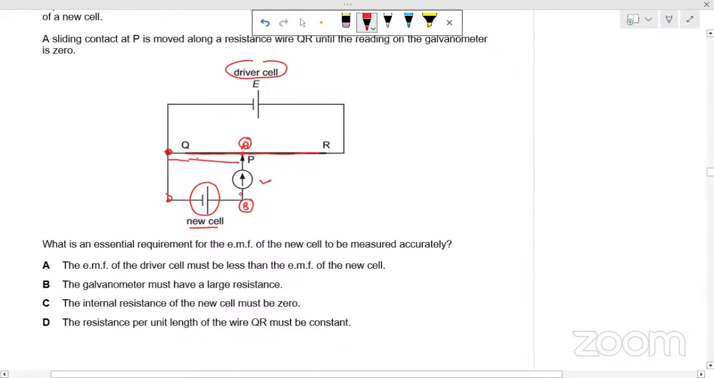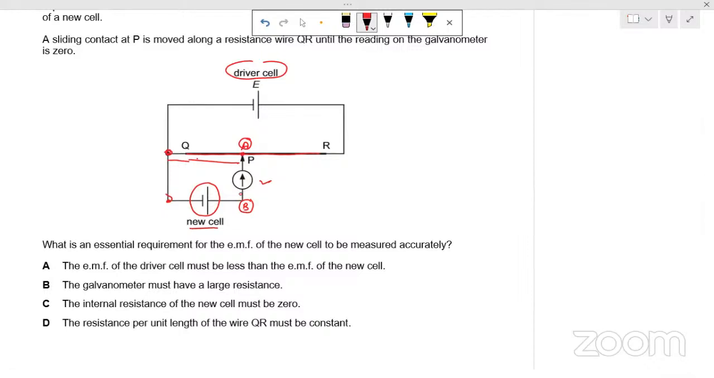What is the essential requirement for the EMF of the new cell to be measured accurately? The first essential requirement is that the EMF of this new cell should be smaller than the driver cell. The EMF of the driver cell must be greater than the EMF of the cell, otherwise you will not be able to achieve this null point or zero deflection. If the voltage of this driver cell is smaller than this cell, then the voltage across these two points can't be equal to this EMF of the cell. That will always be smaller than this EMF of the cell, and the galvanometer will not show zero deflection.